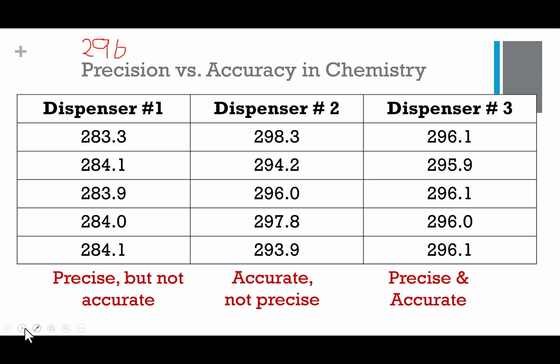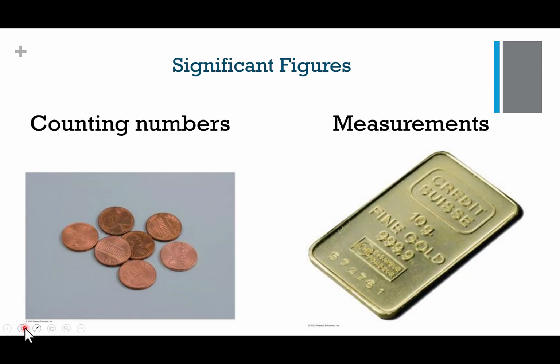When we report our numbers, it's important that we report them following the same set of rules that every other scientist follows. So the next section, we're going to talk about significant figures. Before I talk about significant figures, I need to define 2 types of numbers that you might run into.